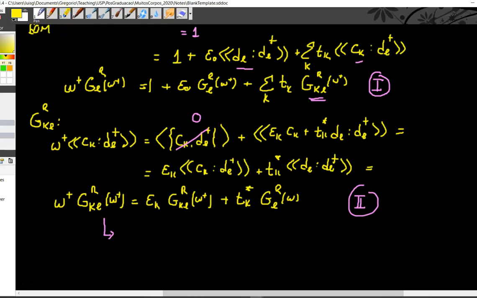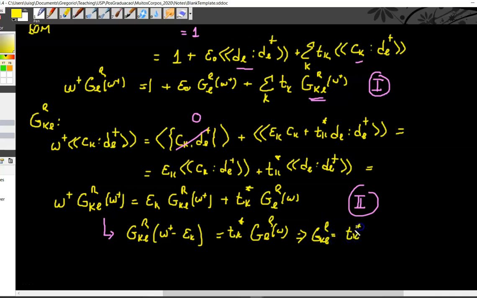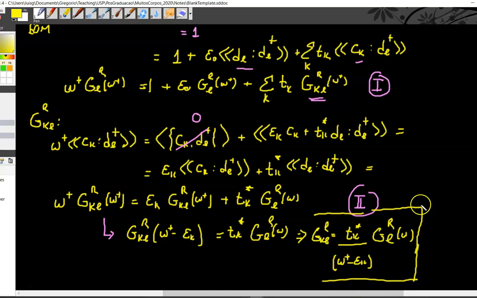Notice that we can write, let's isolate GKLR. So GKLR times omega minus epsilon K equals TK star GLR omega, meaning that I have GKLR equals TK star over omega plus minus epsilon K times GLR. Okay, which is great, because now I can replace this into here and solve for GL, right?